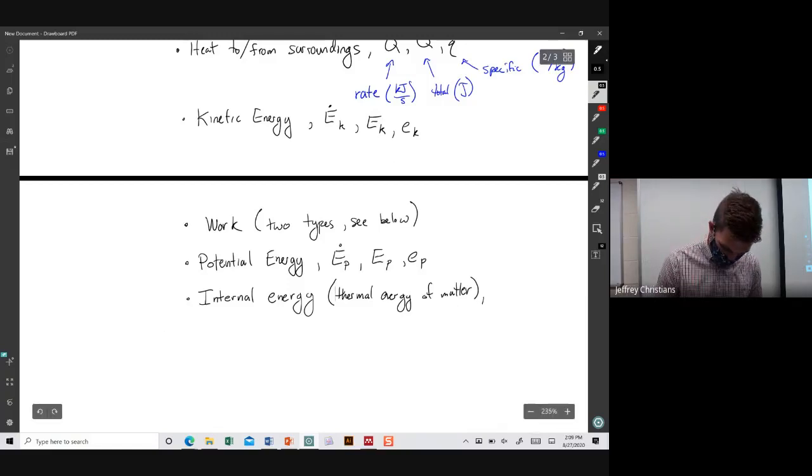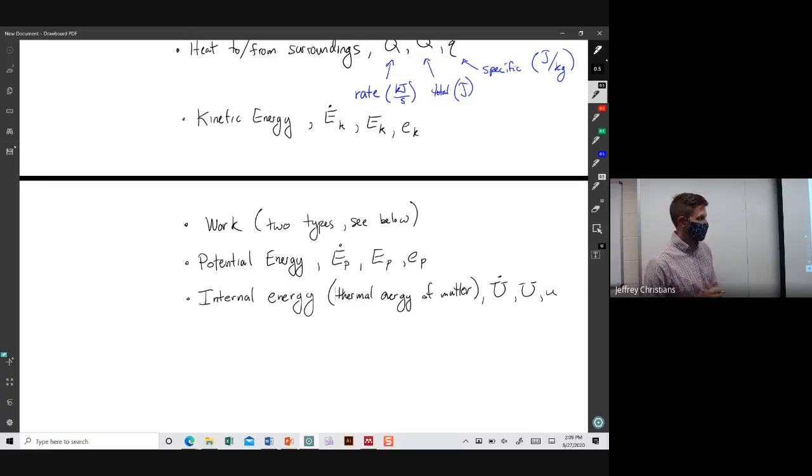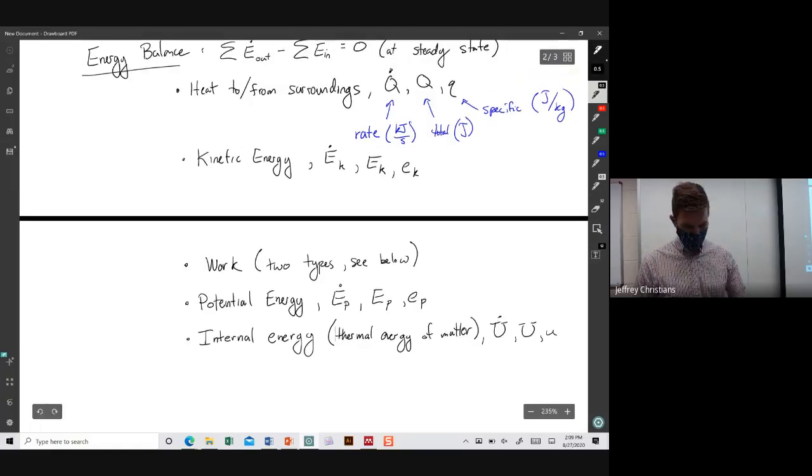We give that the variable U. Because U is a hard one to differentiate capitals and lowercase, I'll use a U without a tail and serif set on it. That'll be our uppercase U, and if it has a tail, that's a lowercase u. I will try my hardest to be consistent on that. Okay, so these are the types of energies.